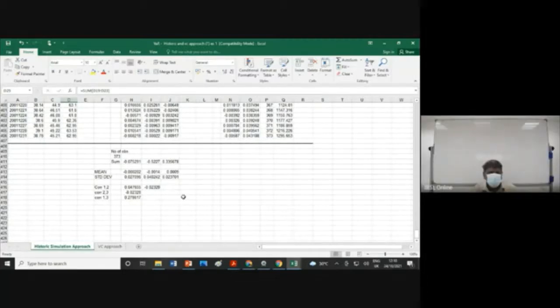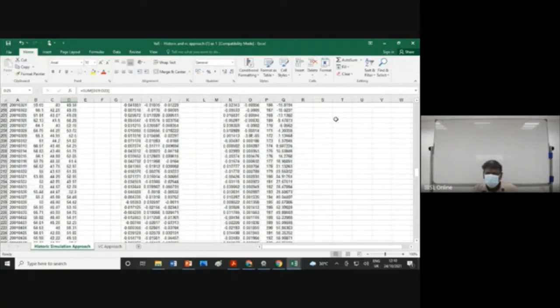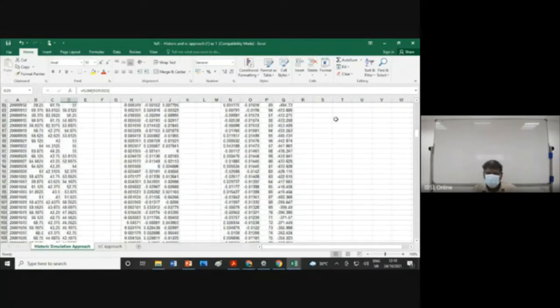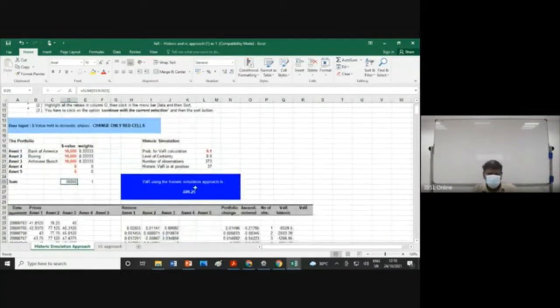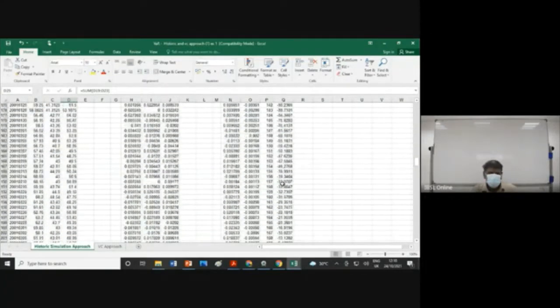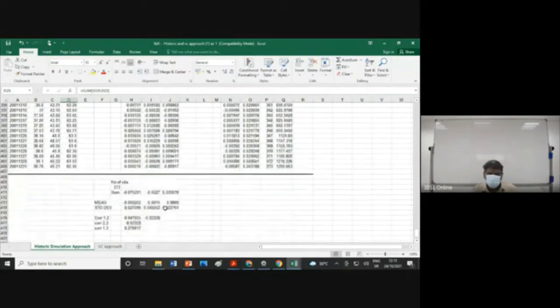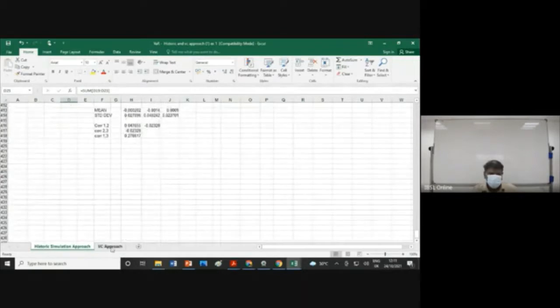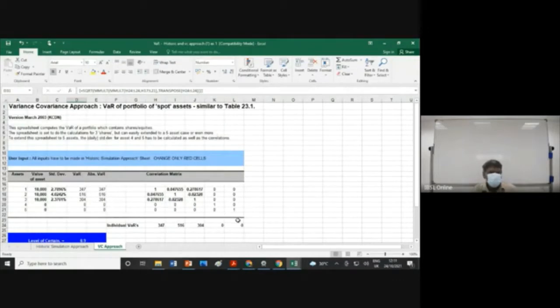Okay. Now let's move on to the variance-covariance approach. Now we worked out the historical simulation approach. We know what the value at risk is for different confidence levels. At the 90% confidence level, our value at risk is 609.25. So let's see, if we use the parametric model for the same data, what is the situation? So let's go here and build up the correlation matrix.